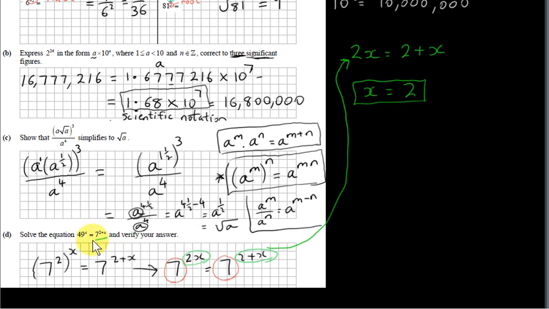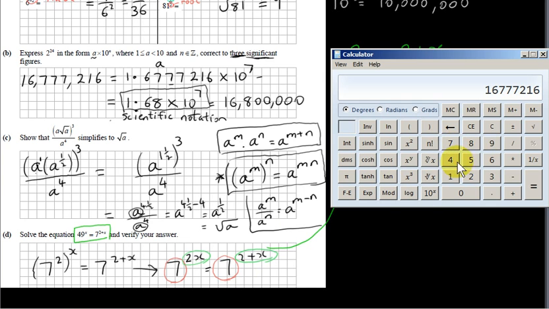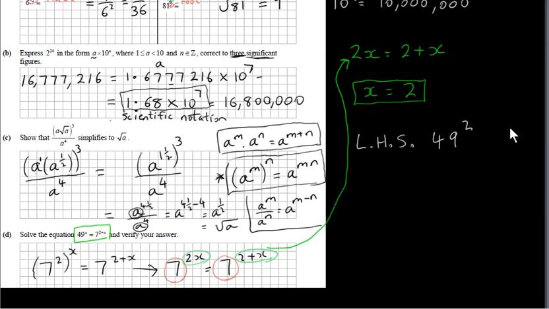So what I will do is write this out again and replace x with 2. So I'll write out the left hand side. The left hand side with x equals 2. The left hand side is 49 to the power of 2. So x is 2. We could work that out on a calculator. 49 to the power of 2, or 49 squared, is 2401.